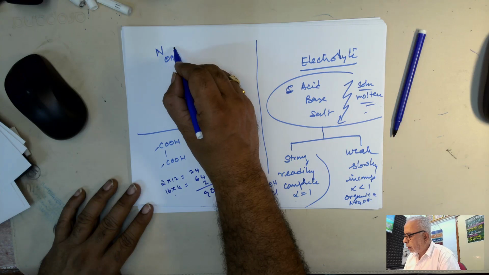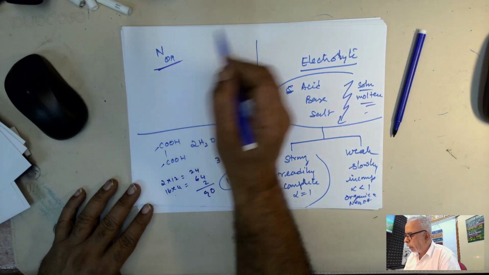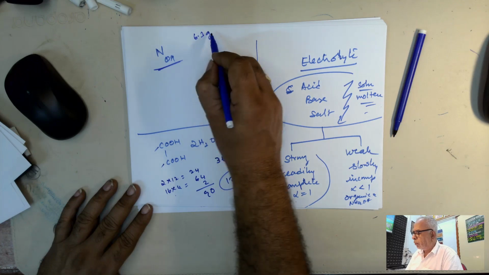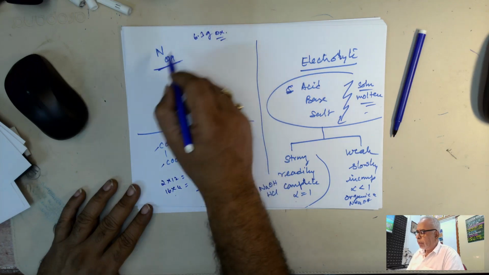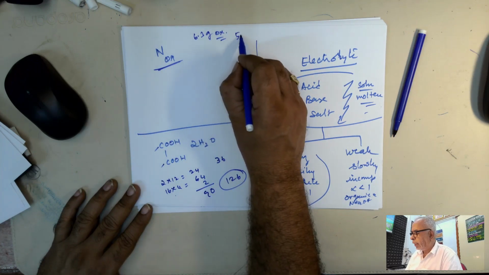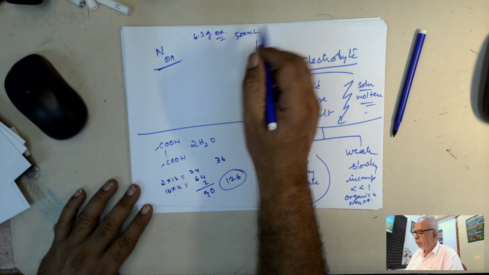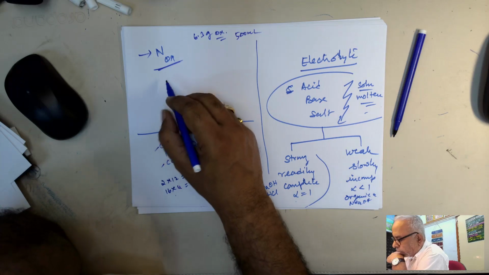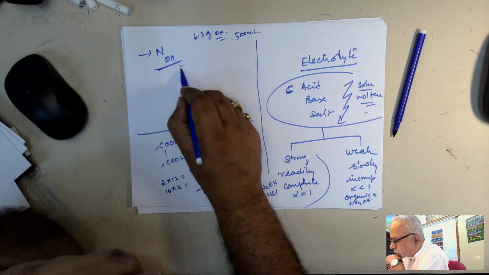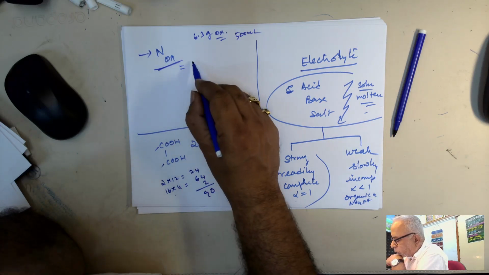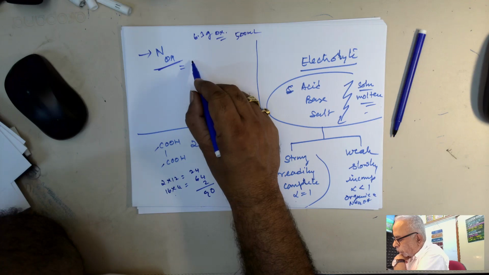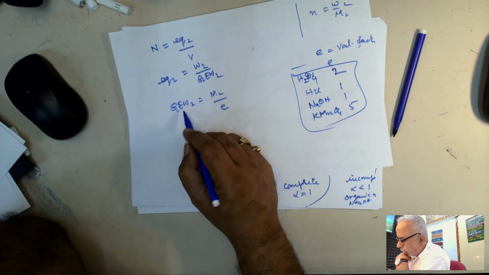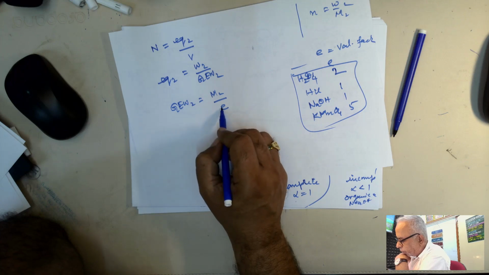So in this case, we are going to calculate the normality for 6.3 gram of oxalic acid dissolved in 500 ml solution. Okay, so what is the normality calculation formula? N is equal to, normality, let me do one thing. You have this gram equivalent weight, right?